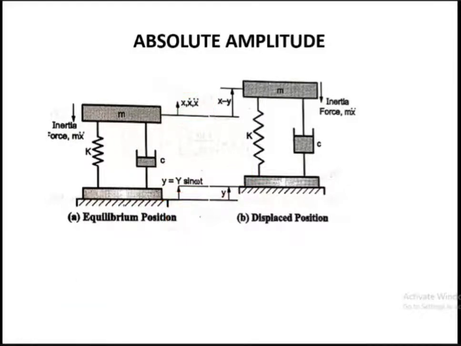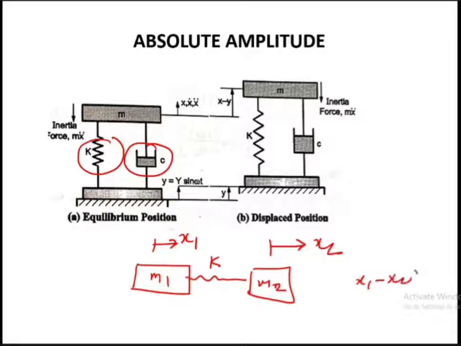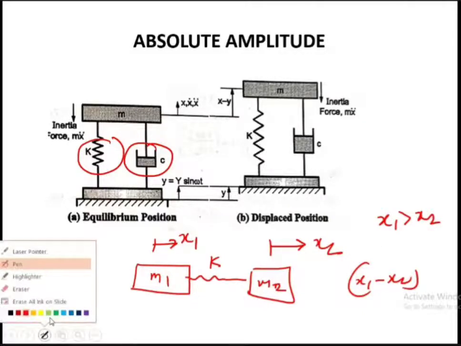Now try to understand that the spring and the damper are the two elements connected between two things. I have already explained in lecture number 1 of mechanical vibration that if the spring of stiffness k is connected to masses m1 and m2, with x1 the displacement of m1 and x2 the displacement of m2, then the deflection of the spring is x1 minus x2, considering x1 is greater than x2. Similarly, that will be the case for the damper.